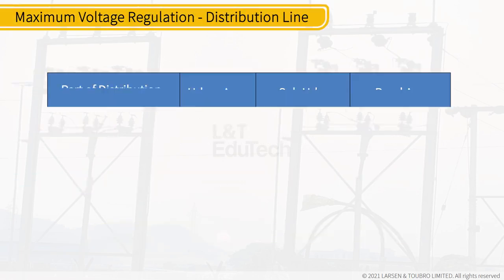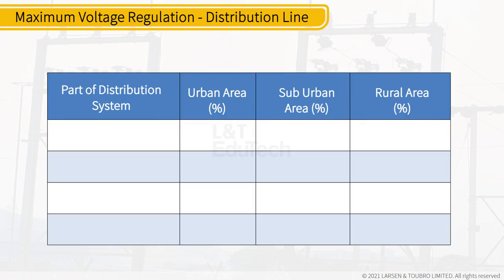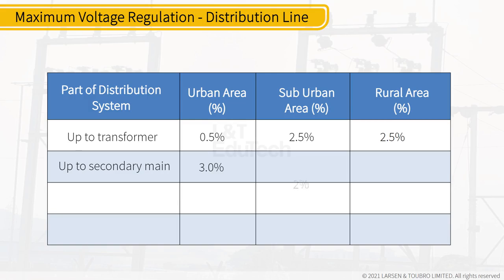The table illustrates data regarding maximum voltage regulation from three different parts of the distribution system. Up to transformer, in urban area it is 0.5%, in suburban area it is 2.5%, and in rural area it is 2.5%. Up to secondary main, in urban area it is 3%, in suburban area it is 2%, and in rural area it is 0%.